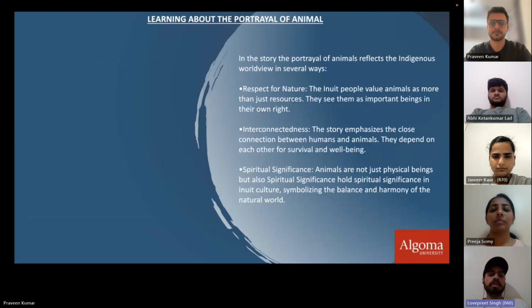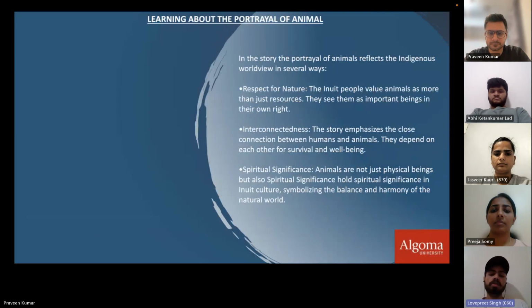So the last slide here, I will explain the learnings about the indigenous worldview and the portrayal of animals in this story. In this story, the portrayal of animals reflects the indigenous worldview in several ways. First one is respect for nature. The Inuit people value animals as more than just a resource. They see them as important beings in their own right. Second one is interconnectedness. This story emphasizes the close connection between humans and animals. They depend on each other for survival and well-being.